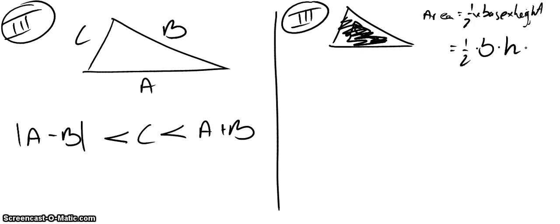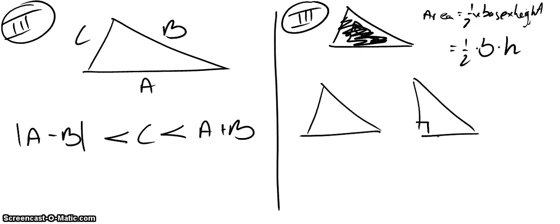Now I want to show you the base and the height for each kind of triangle that exists in the universe, and there's only 3 kinds of triangles. We got an acute triangle, a right triangle, and an obtuse triangle. Acute triangle, all angles are acute. Right triangle, we have one right angle, and an obtuse triangle, we have one obtuse angle. So let's show you the base and the height for each.